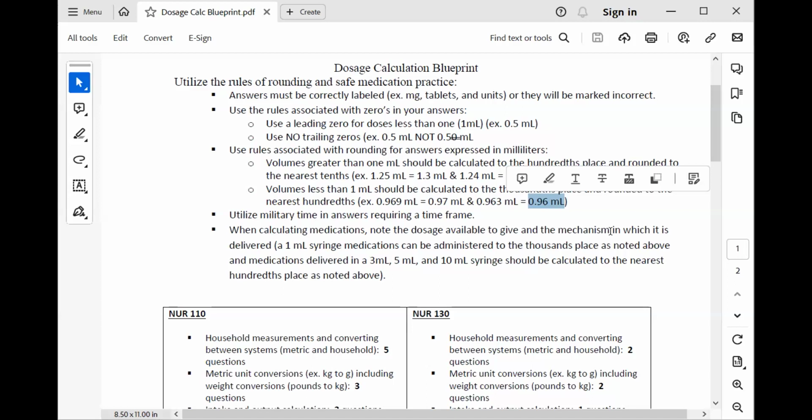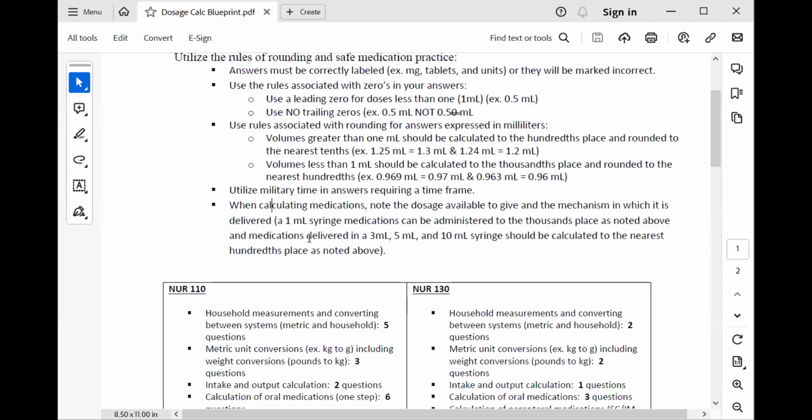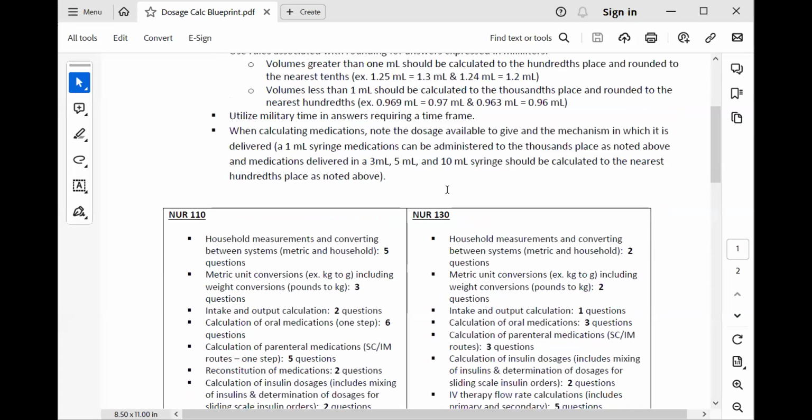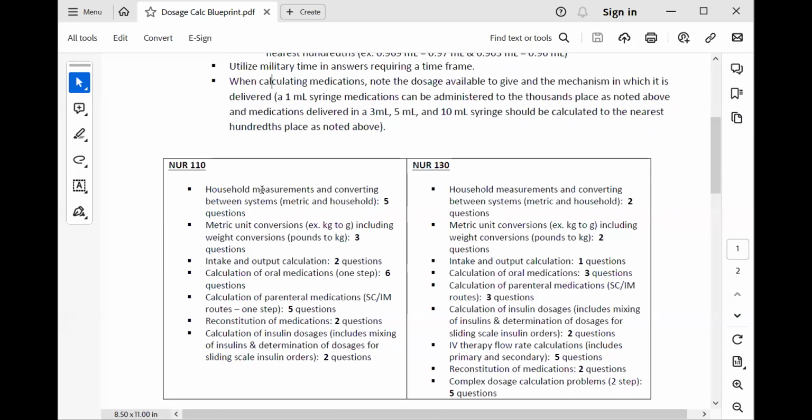Ultimately, what this comes down to is what type of syringe you have available. If you have a syringe that can measure down to the hundredths, even to the thousandths place, then you use that. We'll discuss military time. That usually is more of a second, third, or fourth semester question, but we'll address it at some point as well. And we'll talk about the dosage available. So, all right, this is what will be on your test.